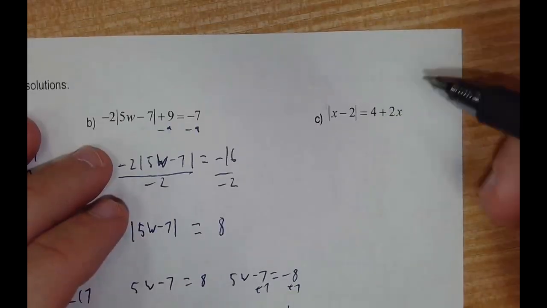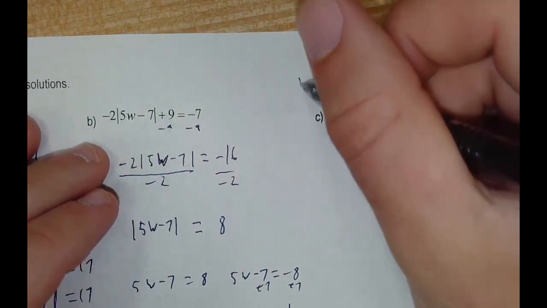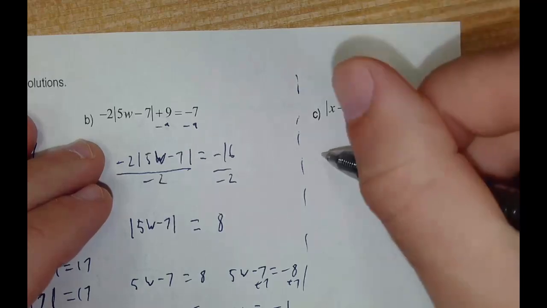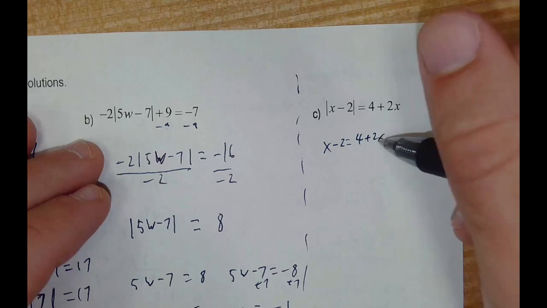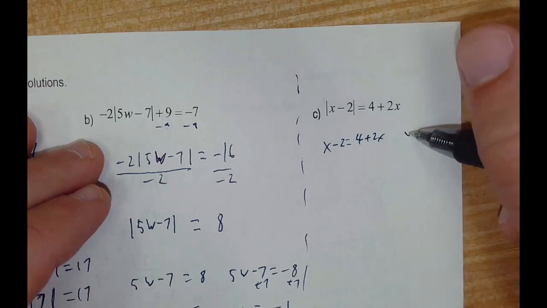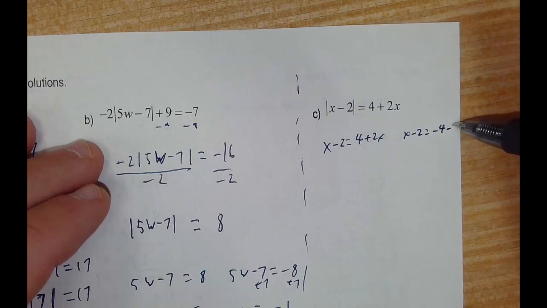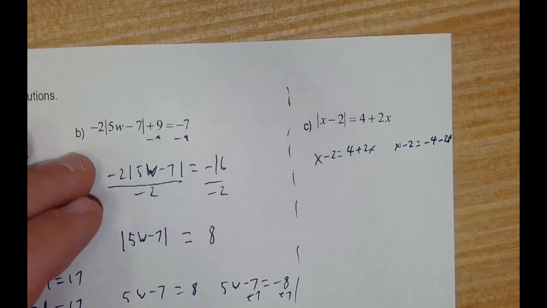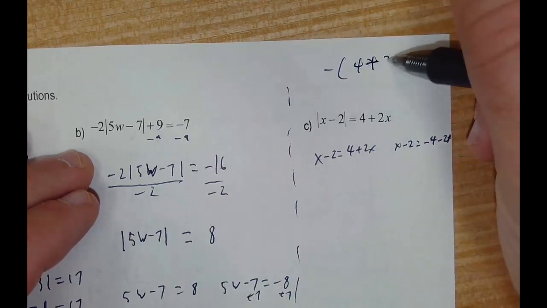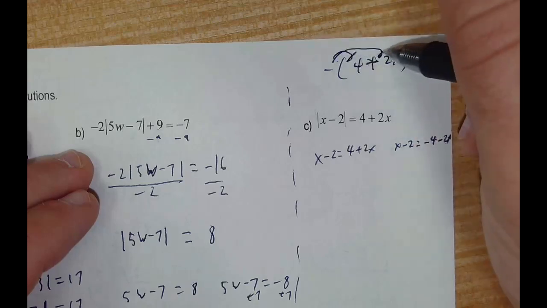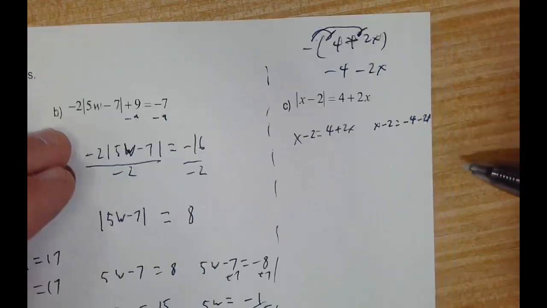Last one here. Same thing, we're gonna set up two equations. I'm gonna separate these out a bit. We're gonna have x minus 2 equals 4 plus 2x, and then x minus 2 equals negative 4 minus 2x. So when you turn this negative, what you're doing is negative 4 plus 2x. You got to distribute the negative to everything here, so it becomes negative 4 minus 2x. That's what's going in right there.